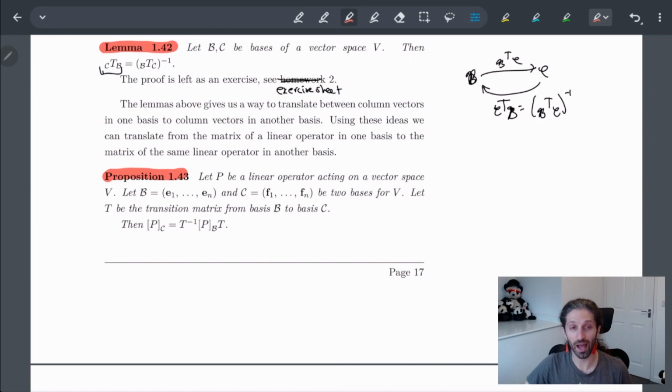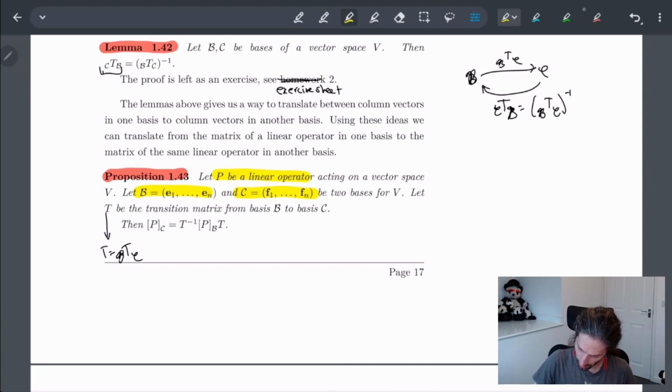Now, if P is a linear operator acting on a vector space V, and we let B be some basis, C be another basis, so we have 2 bases, and P a linear operator, and we let T be the transition matrix from B to C. Then what we end up having is the following: the matrix of the linear transformation P on C is equal to the inverse of T times the matrix of the linear transformation P on the basis B times the matrix T again.